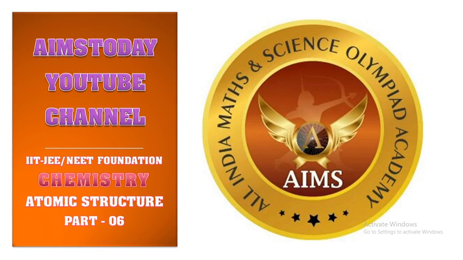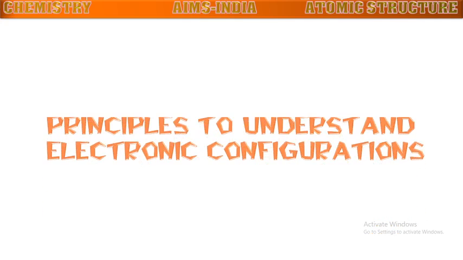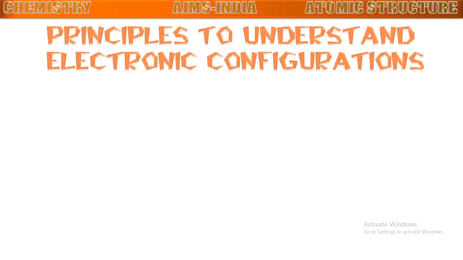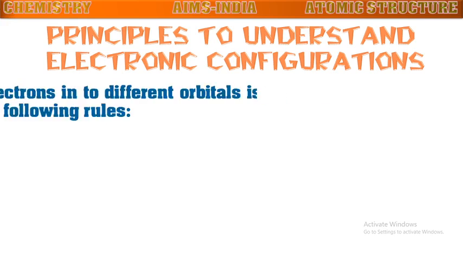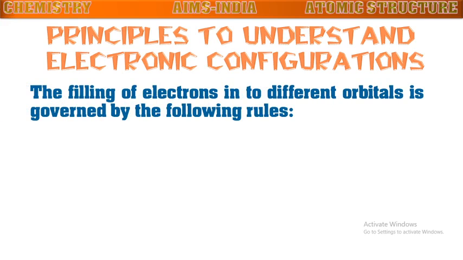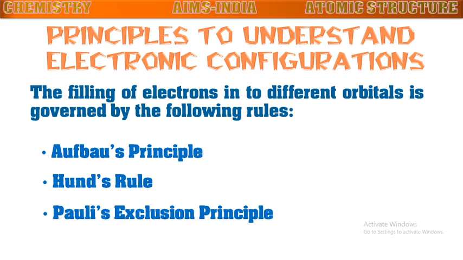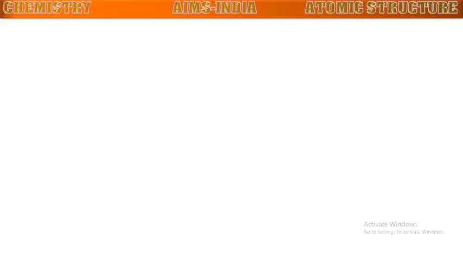Now here we are going to talk about IIT NEET Foundation Chemistry, Atomic Structure chapter, Part 6. In this we are going to see the principles which govern the electron configurations of elements. The filling of electrons into different orbitals is governed by the following rules: Aufbau principle, Hund's rule and Pauli's exclusion principle.